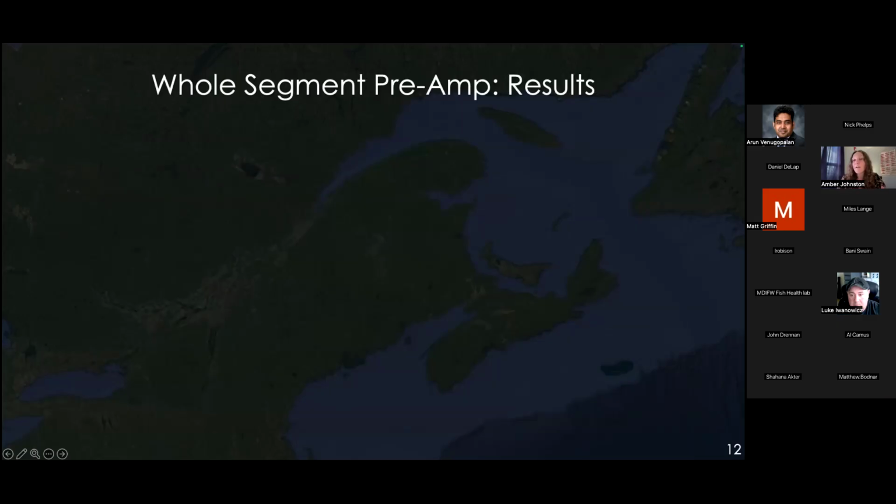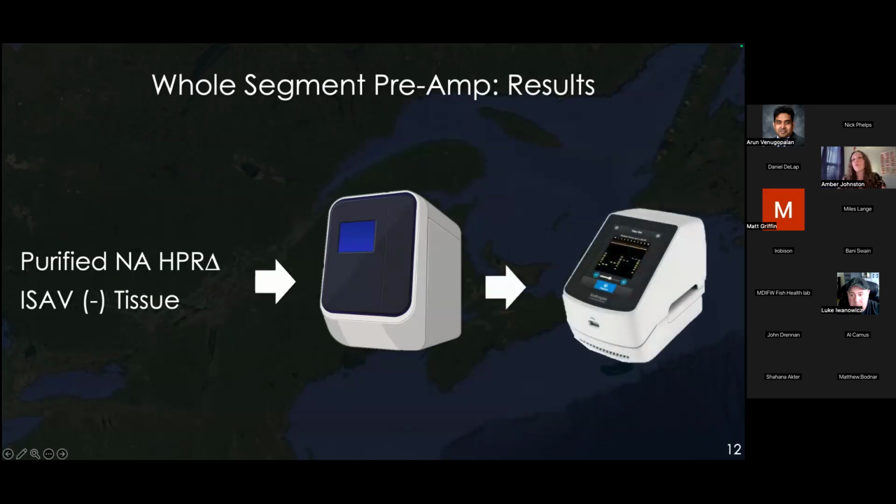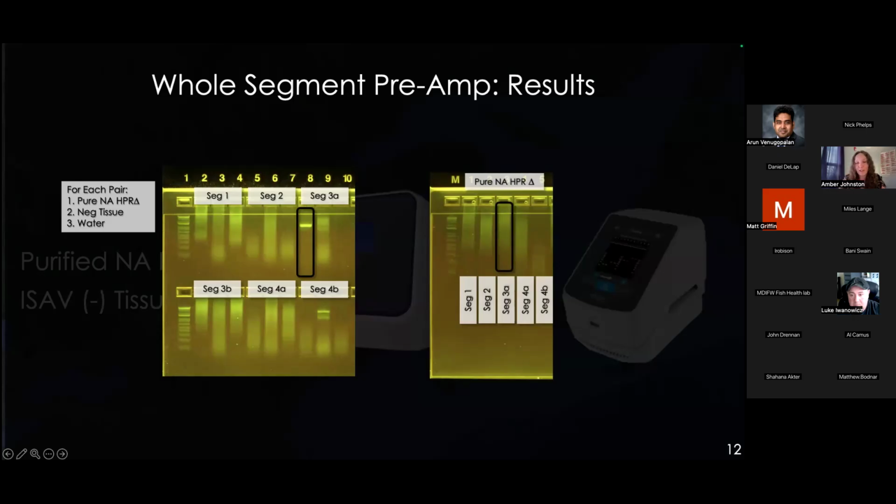I tested these pairs individually against purified ISAV North American HPR delete and ISAV negative salmon tissue, subjected them to preamplification PCR with those primers, and visualized the amplified products using an eGel system. All right, as you can see here, I unfortunately had no success. So this little glimmer of hope that you see right here was not repeatable, as you can see also indicated with this little black box here. We have some thoughts on why this may not have worked, but I'll touch on that more toward the end.